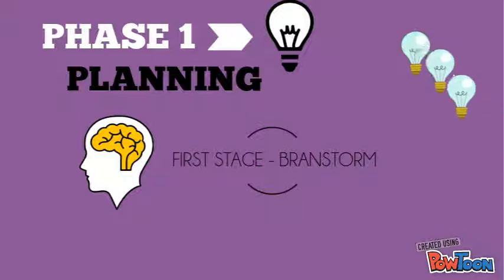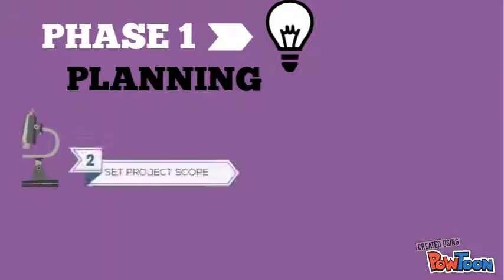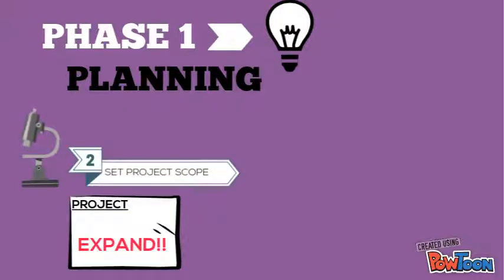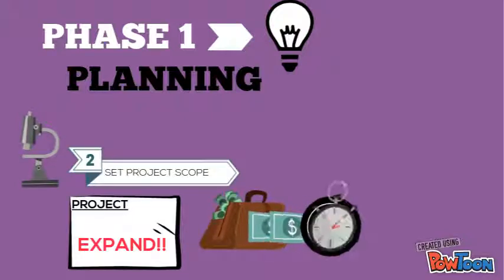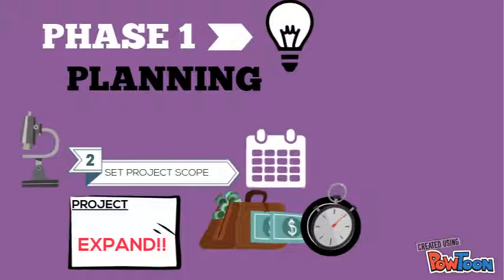These ideas are then clustered and categorized. Following that, the project scope is documented to explain the boundaries of the project. Resources, costs, time, benefits, and other items should be considered here to develop a project plan.